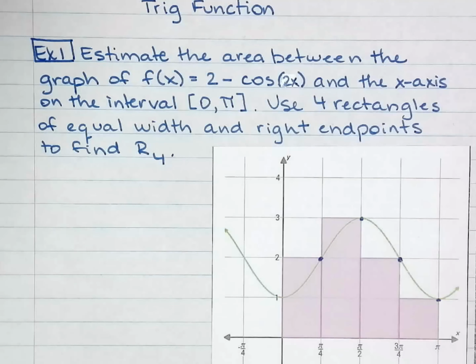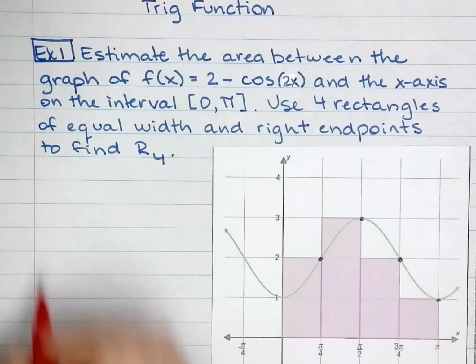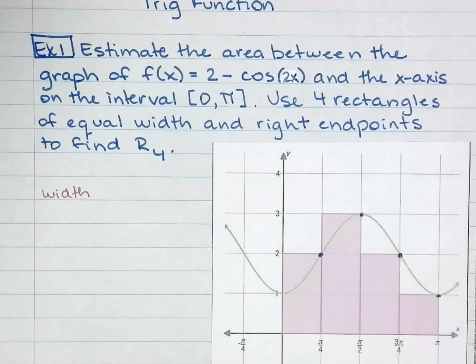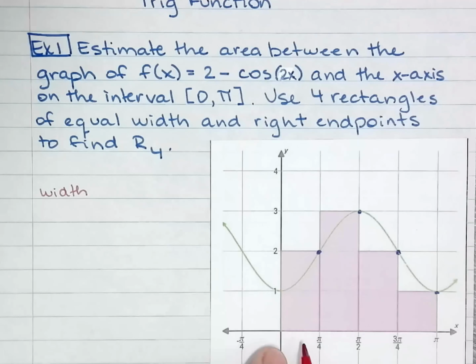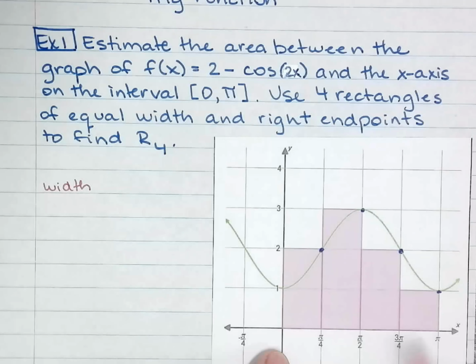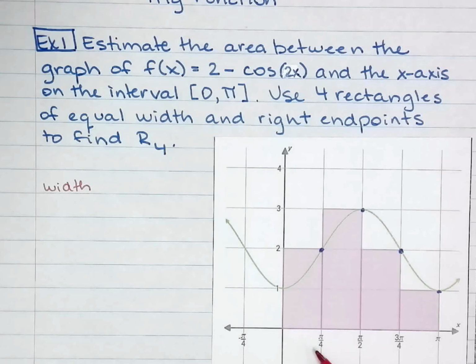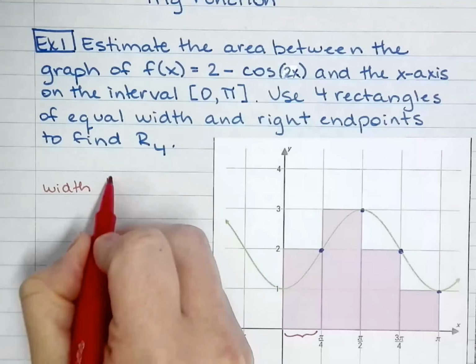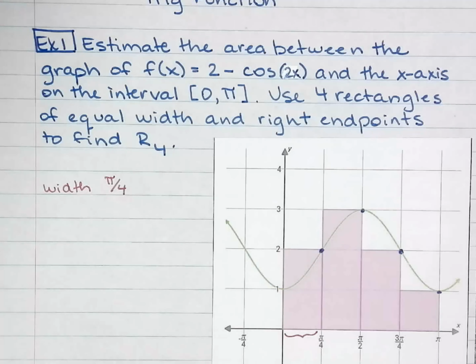Before we can even do anything, we need to figure out the width of each rectangle. Now, in the previous video, we were talking about just 1 unit. So if the x-axis right here was going by ones, then it would be 1, 2, 3, 4, so the width would have been 1. But notice that this time your x-axis is going by quarter of pi. So the width of each rectangle is pi over 4, or quarter of a pi. Okay, so we decided that.